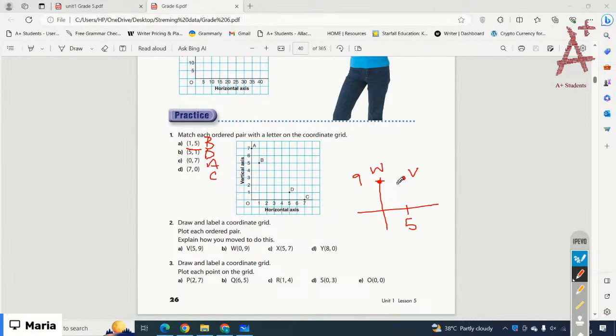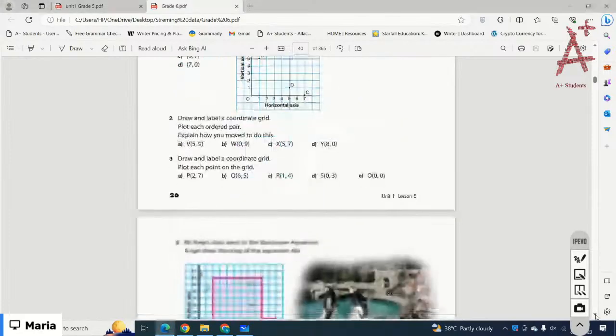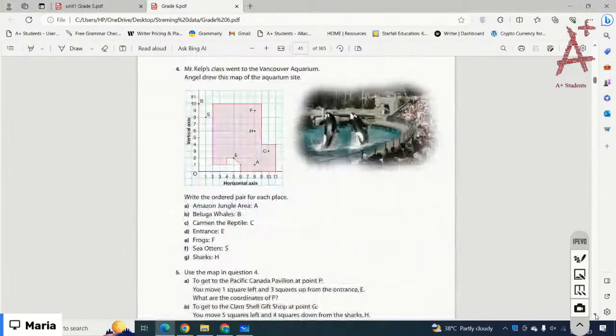X is 5, y is 7. Here is x 5. Here is the 7. Here is point X. Then you have Y, 8 and 0. So x is 8, somewhere here, y is 0. So on the x-axis, all the y values are 0, right? For question number C, you have to do exactly the same thing, right? Let's start with question number 4.